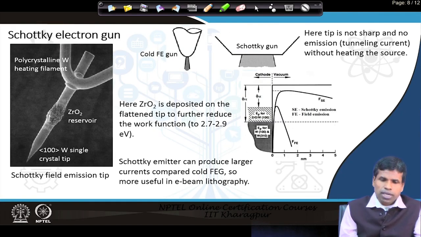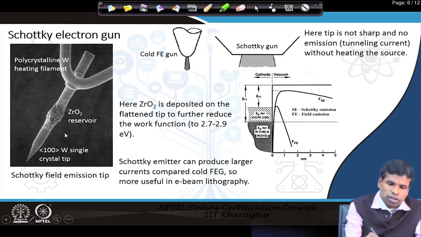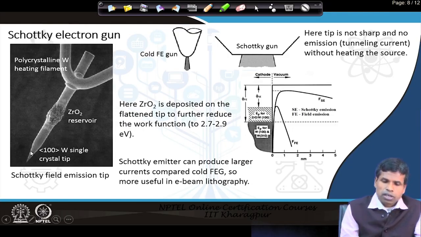Then we have the Schottky field emission gun, and here again a tungsten filament is used, as you see in the photographs. This tungsten filament has the tip with a 100 plane, and that is coated at the middle. As you see, there is a zirconia reservoir, and at high temperature zirconia will come down and coat the tungsten 100 filament. A zirconia coated tungsten filament has a lower work function, around 2.7 to 2.9 electron volt. But here the tip is not sharp.